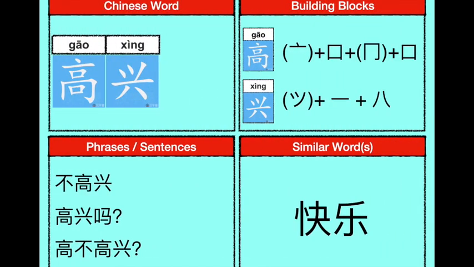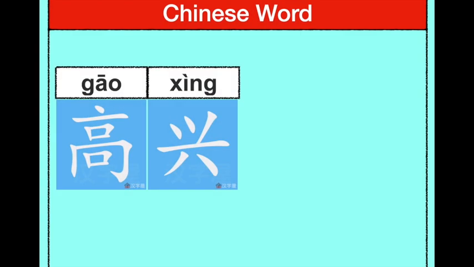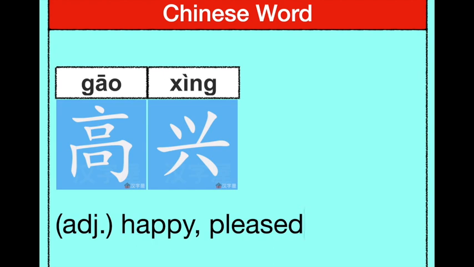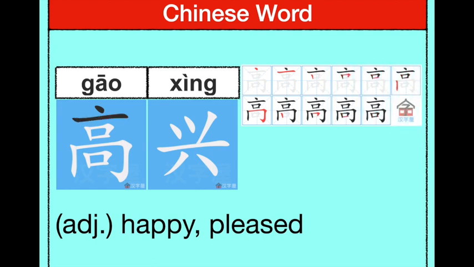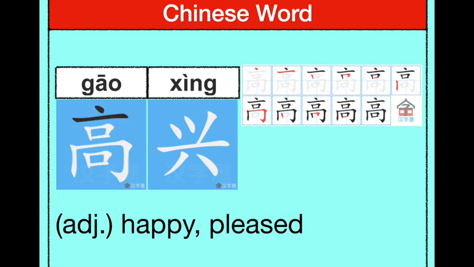Our next word is 高兴. 高兴 is an adjective. It means happy or pleased. Now let's look at the stroke orders of 高. 点 横 竖 横折横竖横折钩竖横折横. Now the stroke orders of 兴.